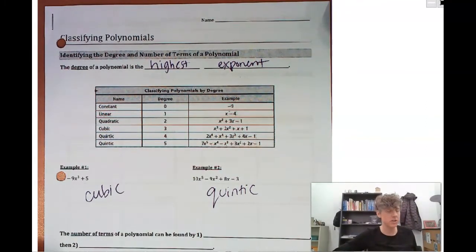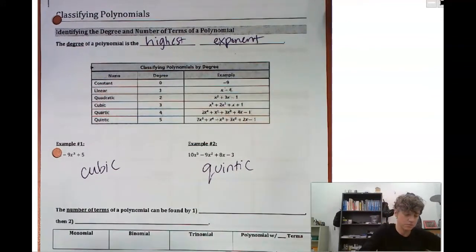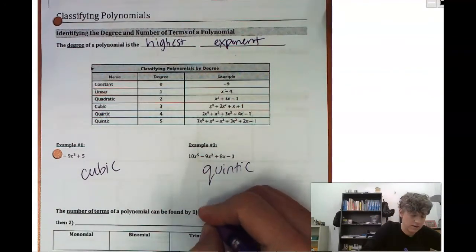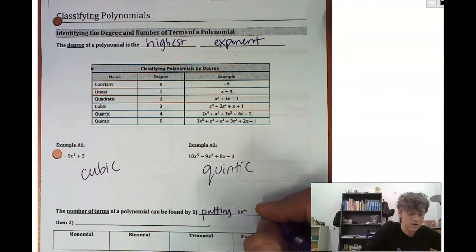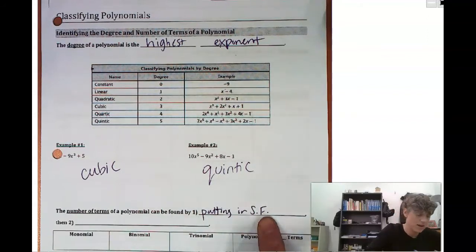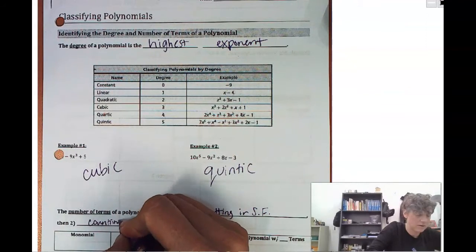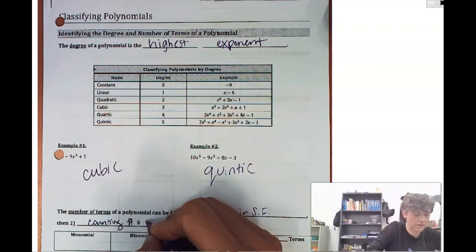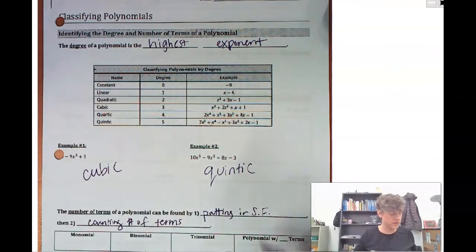We classify a polynomial by its degree and also its number of terms. We find the number of terms by putting something in standard form and then counting the number of terms. Count the number of terms after it's in standard form.